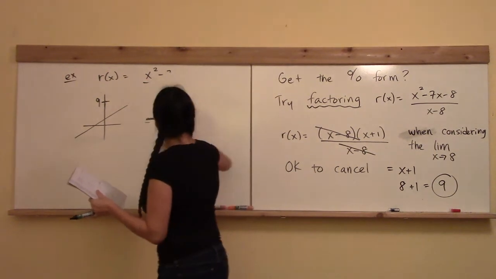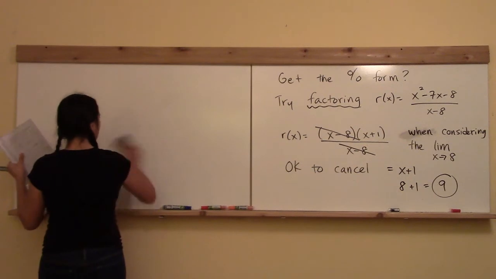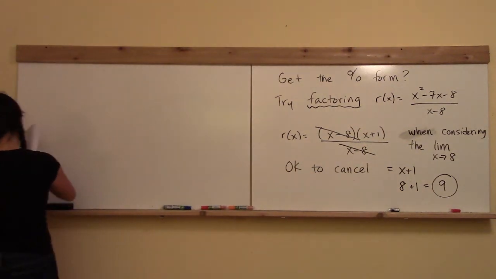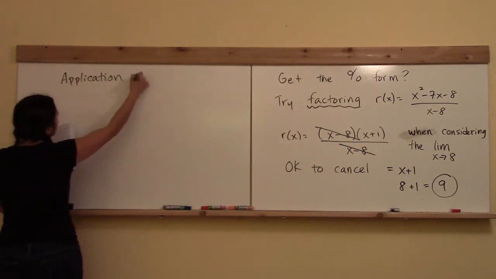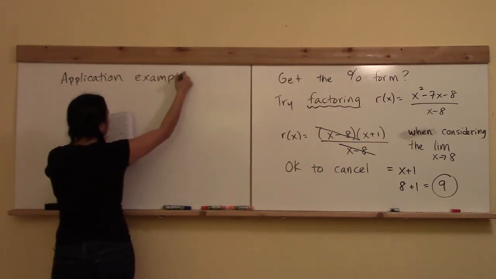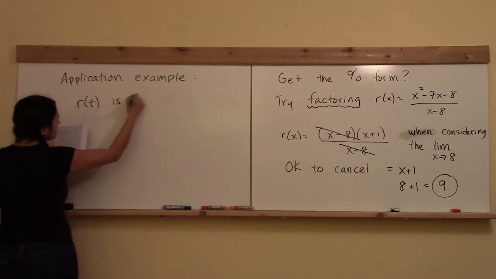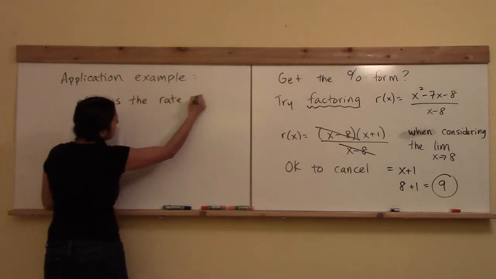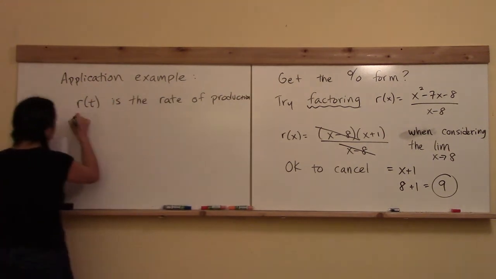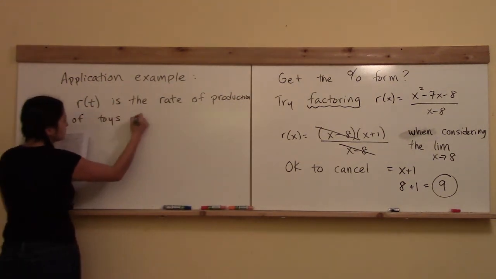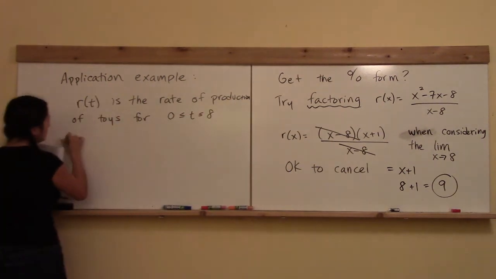Okay, so why don't I end this video with an application. Haven't really gotten to speak about business too much yet. So maybe this question might seem familiar if you start to do the homework assignment for this week. Let's go into an application. Example. Let's say that R of t is the rate of production of some toys in a toy factory for 0 ≤ t ≤ 8, okay?